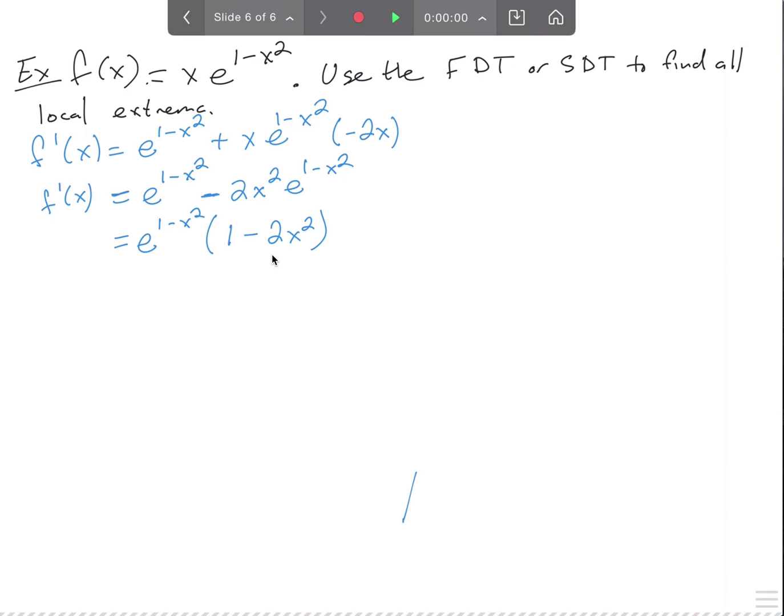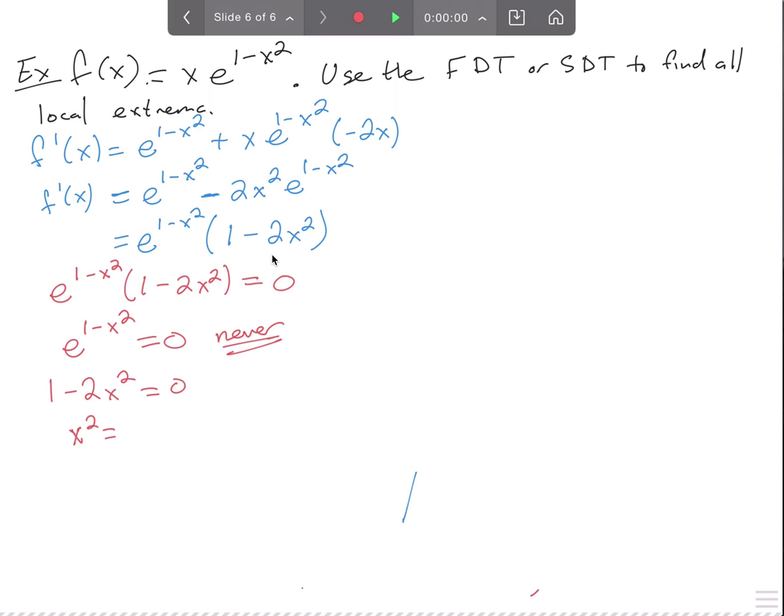Okay, so now if I set this equal to 0, e to the 1 minus x squared times 1 minus 2x squared equals 0, and if I solve that, how would I approach this problem? What should I do? So I set each one equal to 0, right? So e to the 1 minus x squared equals 0. So what x value makes that 0? Nothing, right? So never. Okay, so what do I do with it? Forget about it, right? So then do the other one. So 1 minus 2x squared equals 0. What should I do there? Okay, so x squared equals 1 half. So what is x equal to then? Plus or minus 1 over root 2, right? Okay, so these are my only critical points.